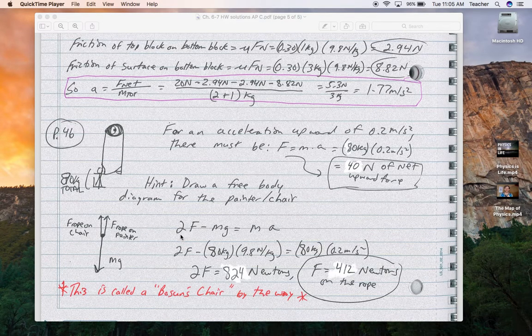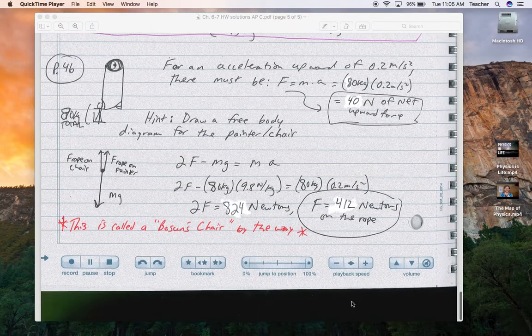So I could say 2F upward minus mg downward is equal to this 40 newtons of net force upward, which I think I kind of just rewrote here as being 80 times 0.2. Should have just had that as 40 newtons. So that comes out to be where 2F, twice the force or tension in the rope, is 824 newtons. So the force of the rope would have to be 412. Kind of a cool example.